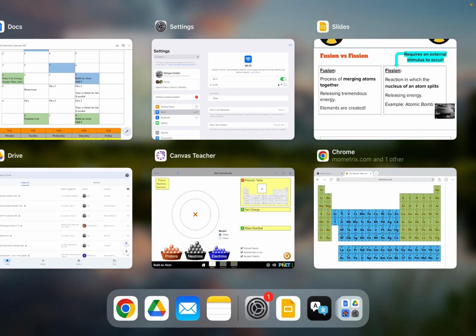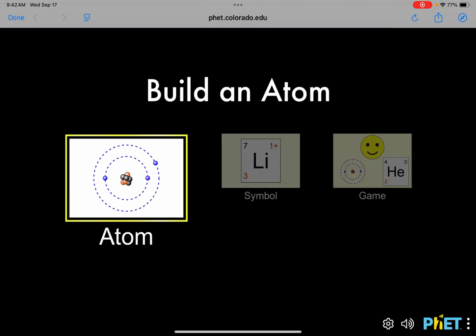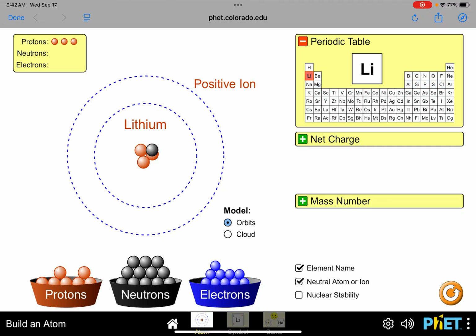Yesterday you should have completed the PhET simulation. When you were building your atom, for example, I'm going to build a lithium really quickly. I just added 3 protons, which is my identity piece. That means I now have lithium. Once I have lithium, I'm going to add some neutrons. And neutrons, of course, are what make our different isotopes.